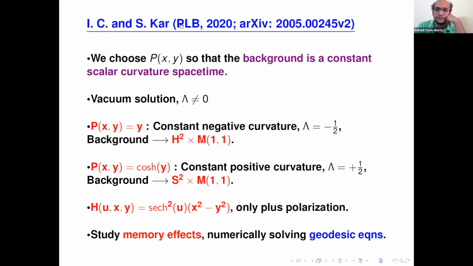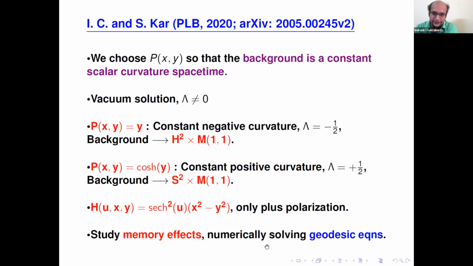In our earlier work, published in Physics Letters B, we chose p so that the background is a constant scalar curvature spacetime. To be a solution of GR, we make it a vacuum solution with a non-zero cosmological constant. If you set p to y, you get a constant negative curvature background, where lambda is minus half, and the background becomes a direct product spacetime of H2 times M1,1. H2 is the hyperbolic 2-space, and M1,1 is the Minkowski 1+1 dimension. If you set p to cosh y, you get a constant positive curvature, lambda is plus half, and the background is S2 times M1,1. The pulse profile, that is h, we take as a sech squared pulse with x squared minus y squared, generally taken for plus polarization.